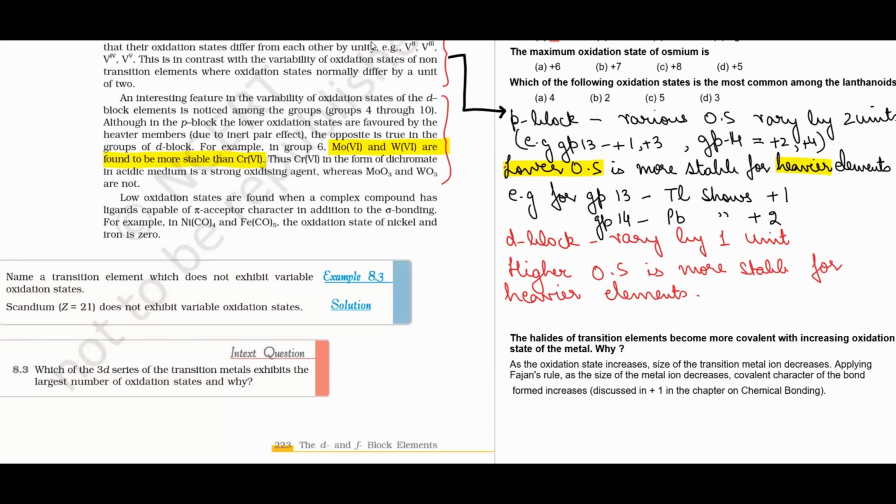Molybdenum 6 and tungsten 6 are more stable, and the same question can be asked in the form of this. Chromium 6 in the form of dichromate is a strong oxidizing agent, but molybdenum oxide and tungsten oxide are not. Halides of transition metals become more covalent with increasing oxidation states of the metal. The reason: as oxidation state of the metal increases, size of the transition metal ion decreases, and hence, according to Fajan's rule, more percentage of covalent character is observed.